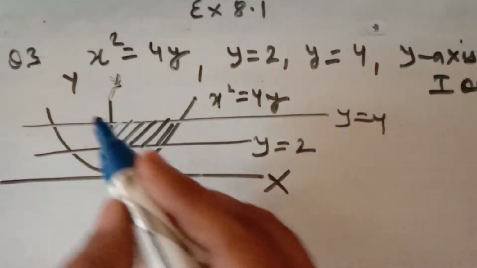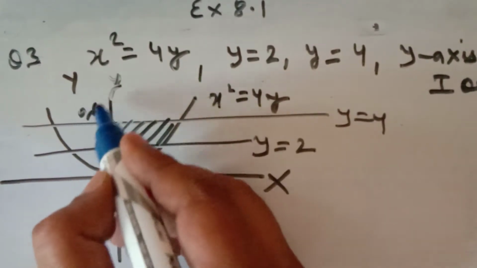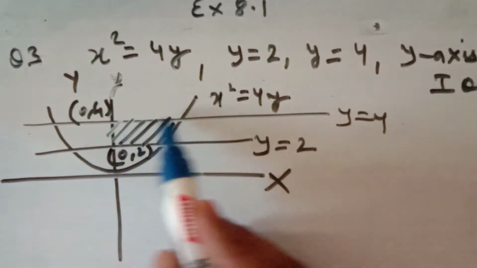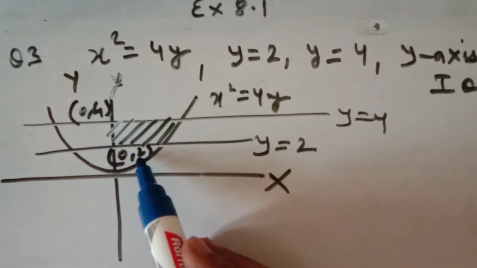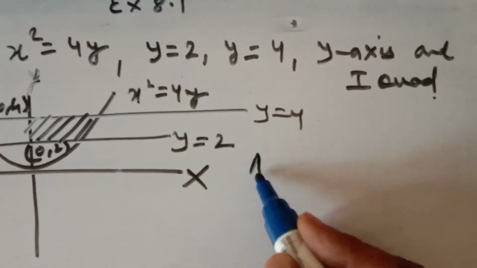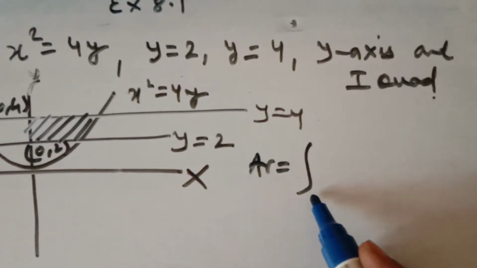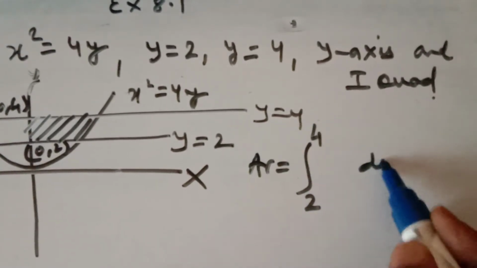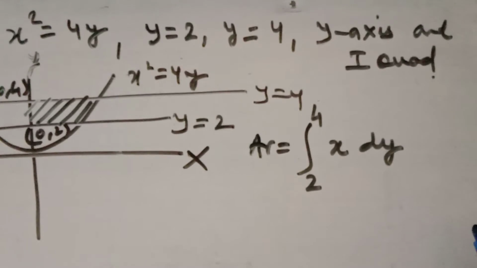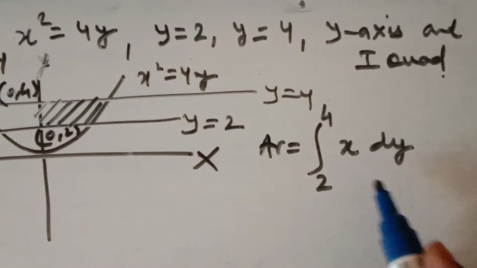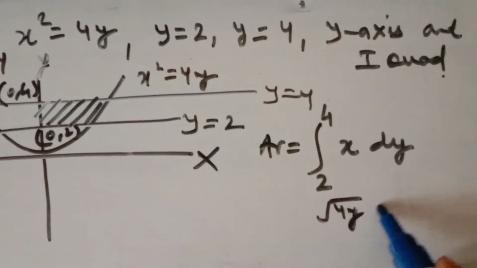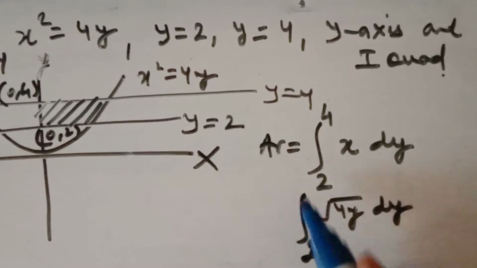Between these two limits, the coordinates will be 0, 4 and 0, 2, and you have to find the area bounded by this curve between these limits from 2 to 4, touching the y-axis in the first quadrant. So its area will be, as we have discussed in the basics, from limits 2 to 4 with respect to y, because it is touching the y-axis. So you have to put the value of x in terms of y. So x will be under root 4y, with respect to y, integrate 2 to 4.